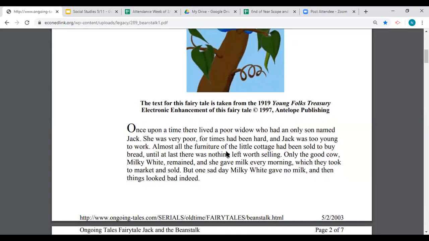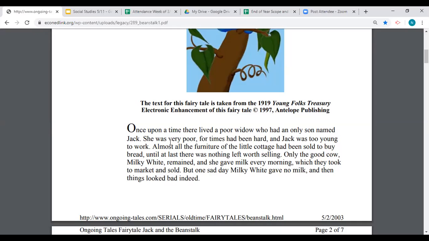Once upon a time, there lived a poor widow who had an only son named Jack. She was very poor, for times had been hard, and Jack was too young to work. Almost all the furniture of the little cottage had been sold to buy bread, until at last there was nothing left worth selling. Only the good cow, Milky White, remained, and she gave milk every morning, which they took to market and sold. But one sad day, Milky White gave no milk, and then things looked bad indeed.